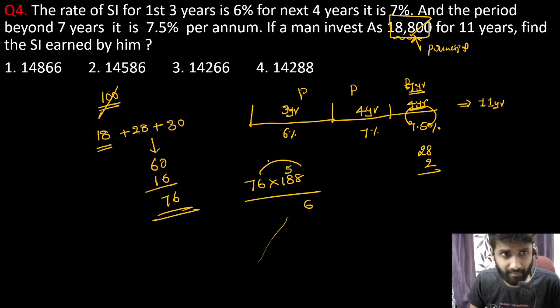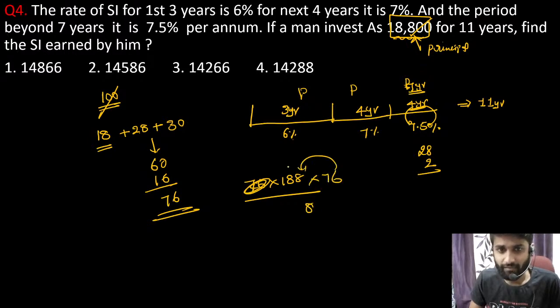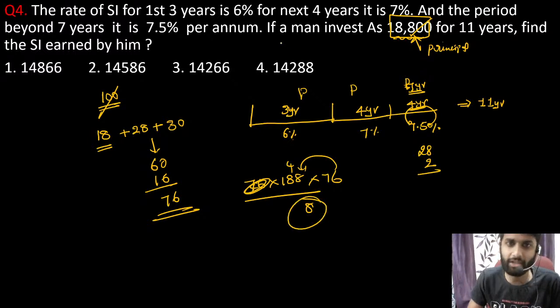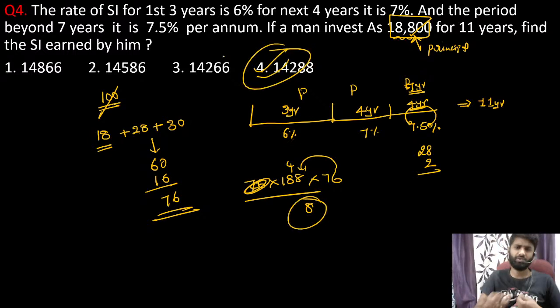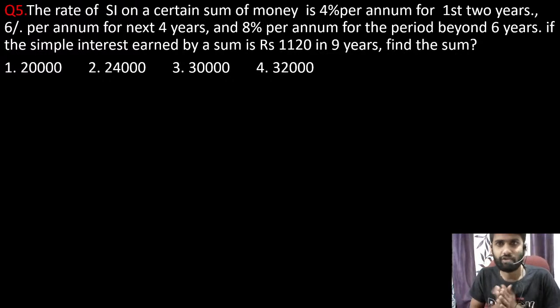Sorry guys. Yeah, 76 into 188. Just go to see. Now see, 6 8s are 48. We have only 1/8 in the options, guys. You can choose option 4. Don't multiply, guys, it's a waste of time. Go through the next one.